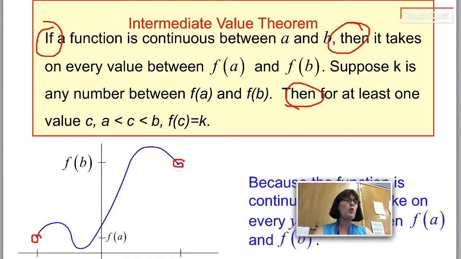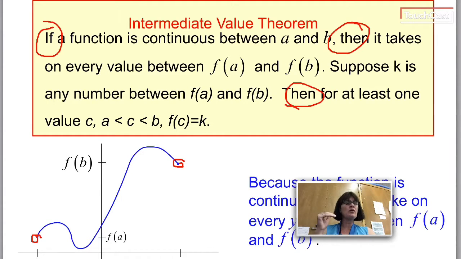And I know two ordered pairs on that function, a, f of a and b, f of b. If there's some y value in between f of a and f of b that for some reason is interesting to me, I can be guaranteed that somewhere in between a and b, my function is going to have to cross.